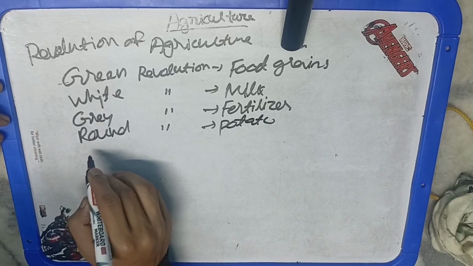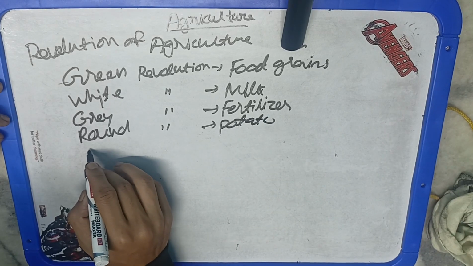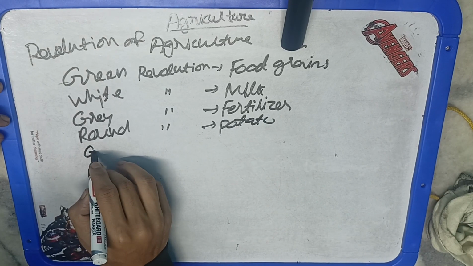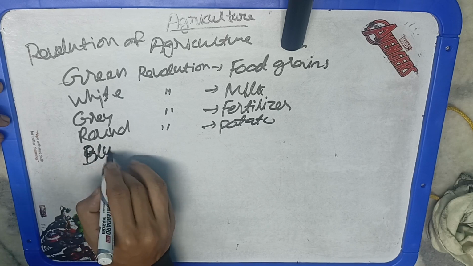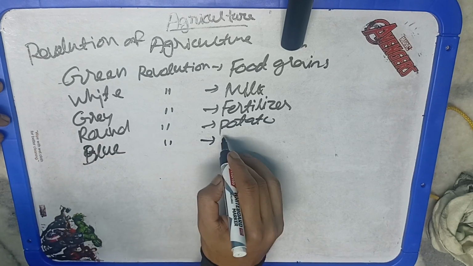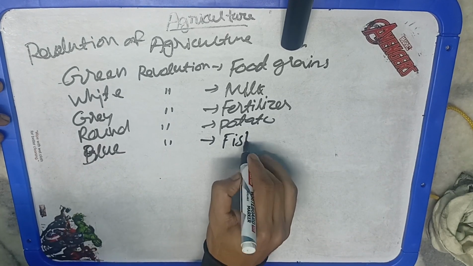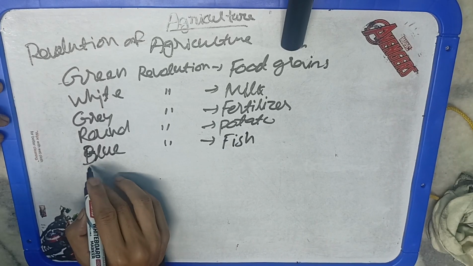Red revolution, tomato. Now what is important from the examination point of view, because it is not the case that all these revolutions started in a single day. Basically they started at different times. So now you must be aware about which color is related to which particular component.